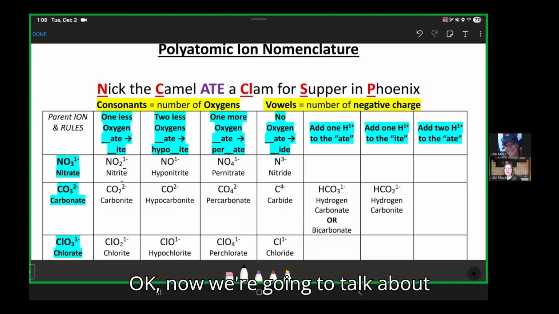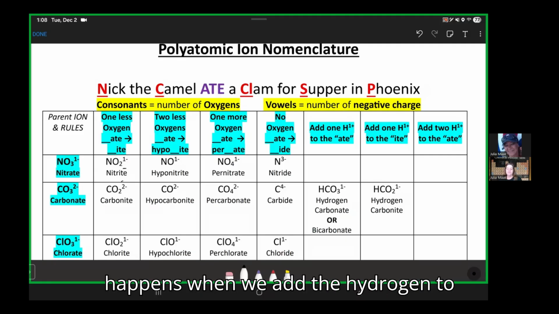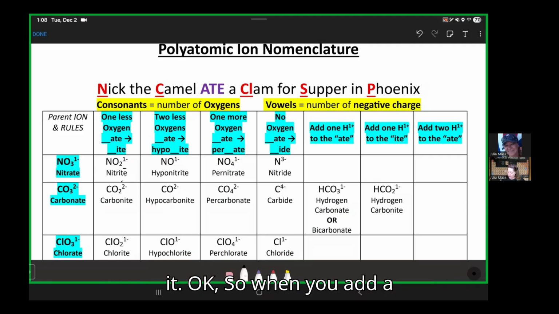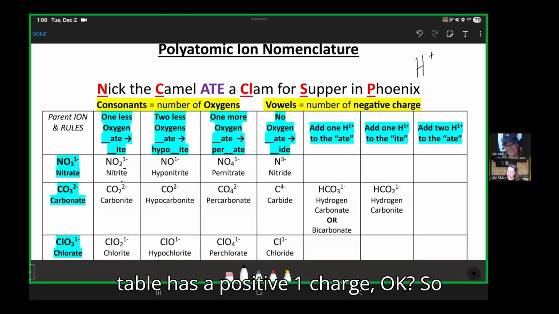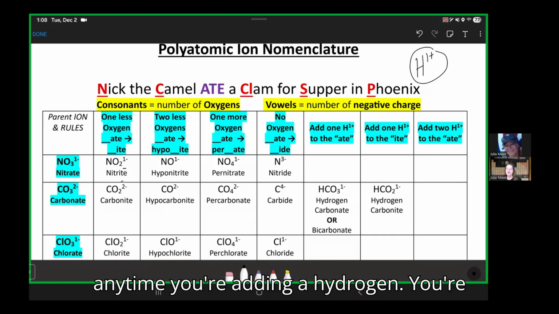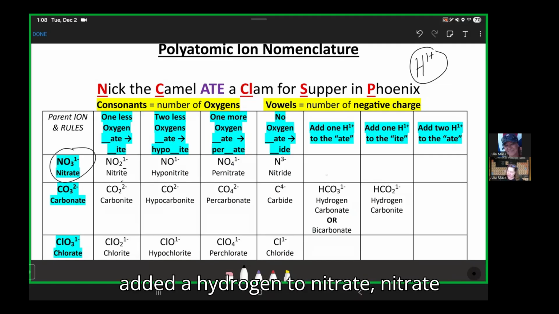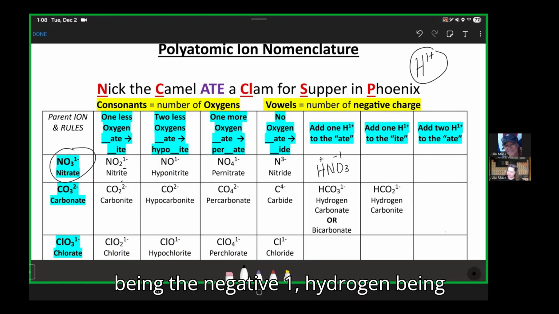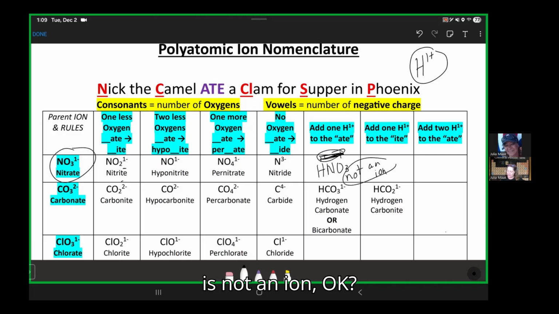Okay, now we're going to talk about when we add hydrogens to ions. What happens when we add a hydrogen to it? Okay? So when you add a hydrogen, hydrogen on your periodic table has a +1 charge, okay? So anytime you're adding a hydrogen, you are adding a 1 positive charge, okay? So here on nitrate, if I added a hydrogen to nitrate, nitrate being the -1, hydrogen being the +1, that equals 0. That no longer has a charge. That is not an ion, okay?